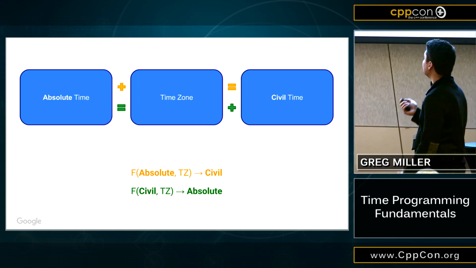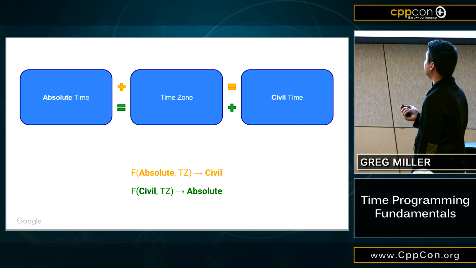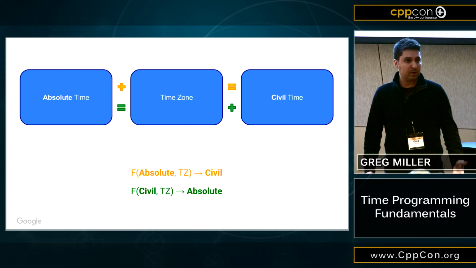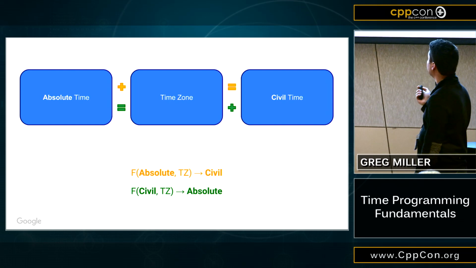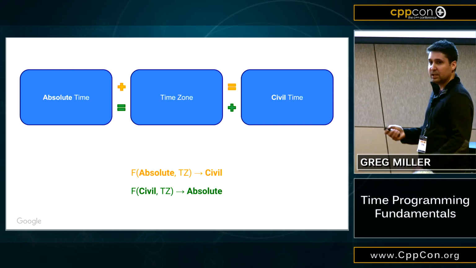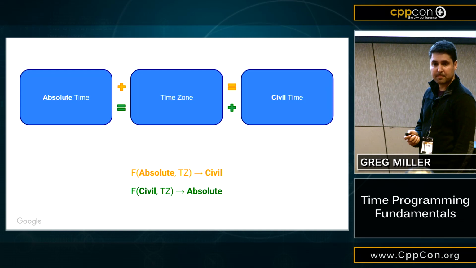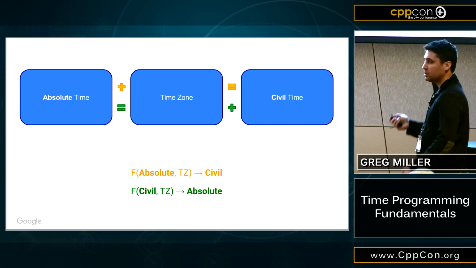What this is showing is the relationship between these things and formalizing the relationship between these concepts. There's the concept of an absolute time, which we've already been talking about. There's the concept of a civil time, which we've been talking about. And the time zone is all the rules to relate these things. You can imagine for some function f of an absolute time and a time zone, you can compute a civil time.